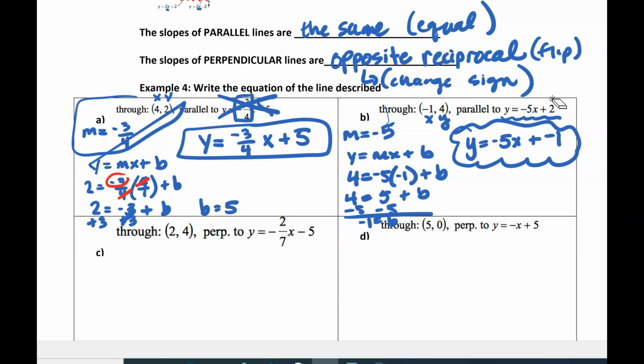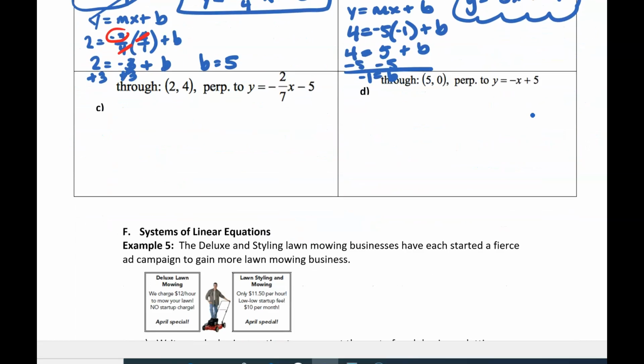And if we just double check, if we look at this equation that we found, it's parallel to this one because they both have slopes of -5. Now we're going to do 2 other examples. These ones are perpendicular examples.